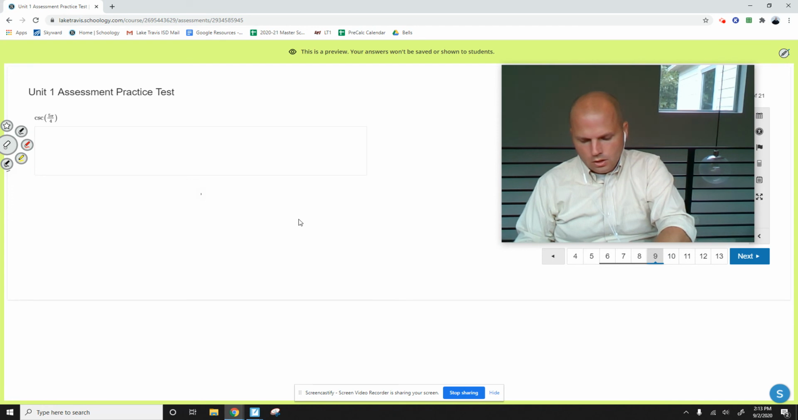Next one. Cosecant, 5 pi over 4. Cosecant's the reciprocal of sine. We just have to know that.